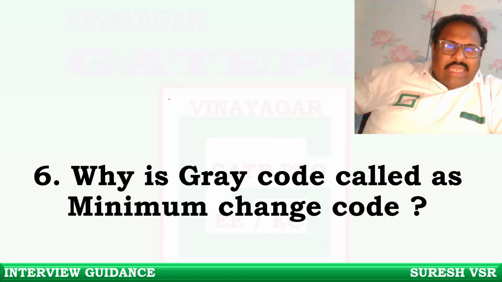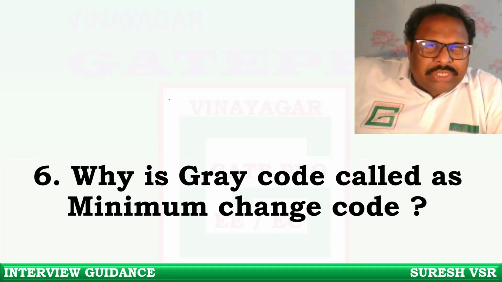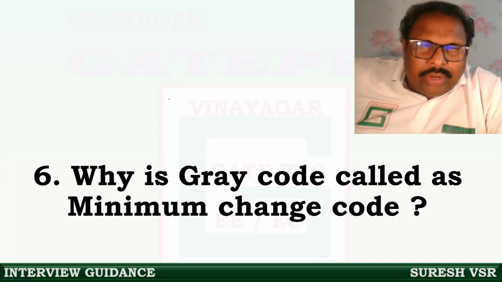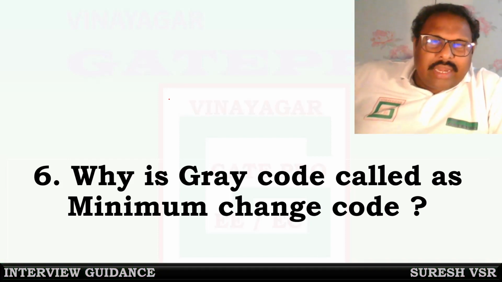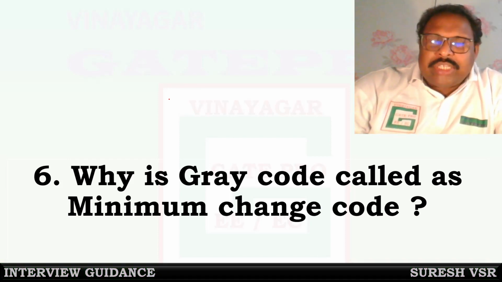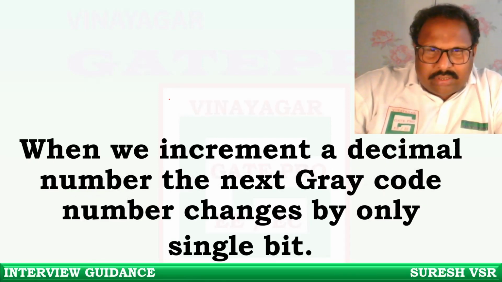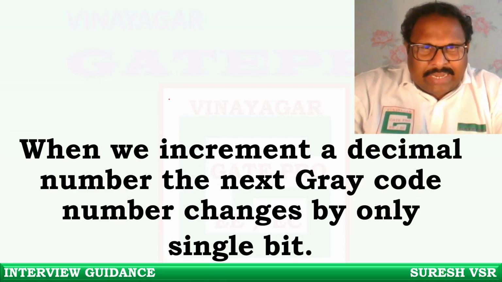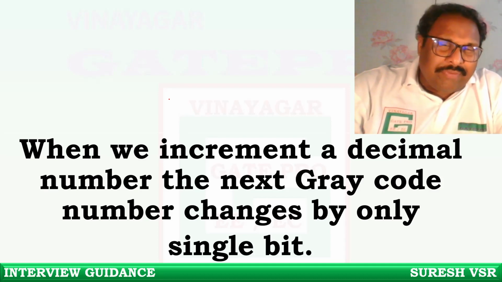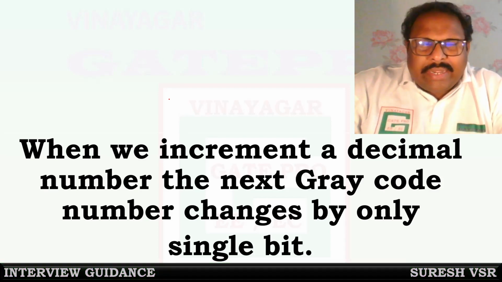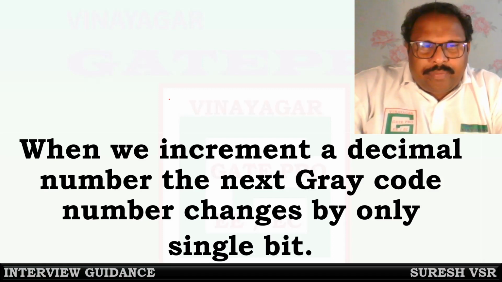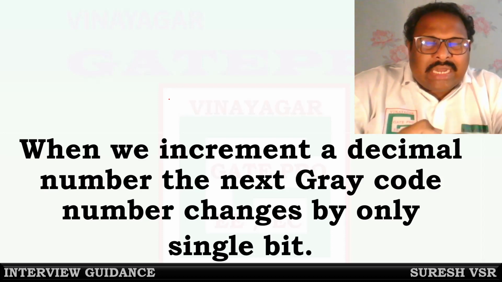Next, why is gray code called minimum change code? What makes gray code interesting? Gray code is called minimum change code because between two consecutive decimal equivalents, say decimal 8 and decimal 9 or decimal 14 and decimal 15, when you increment a decimal number, the next gray code changes by only a single bit. So between 8 and 9, there is only a single bit change.